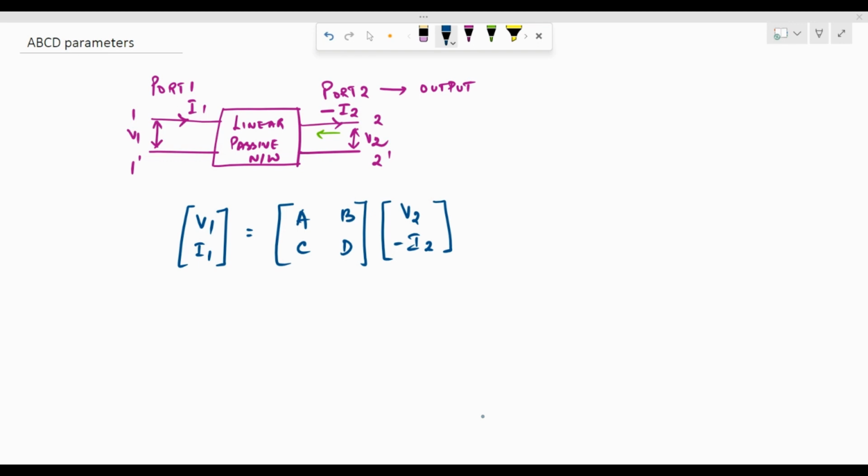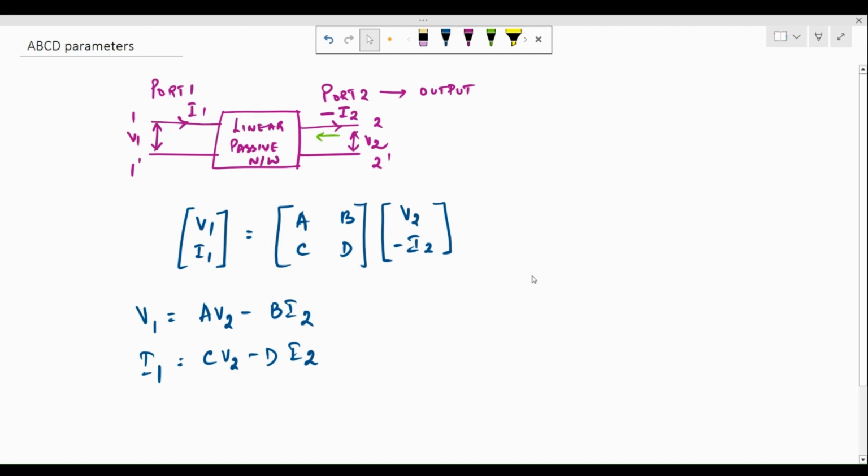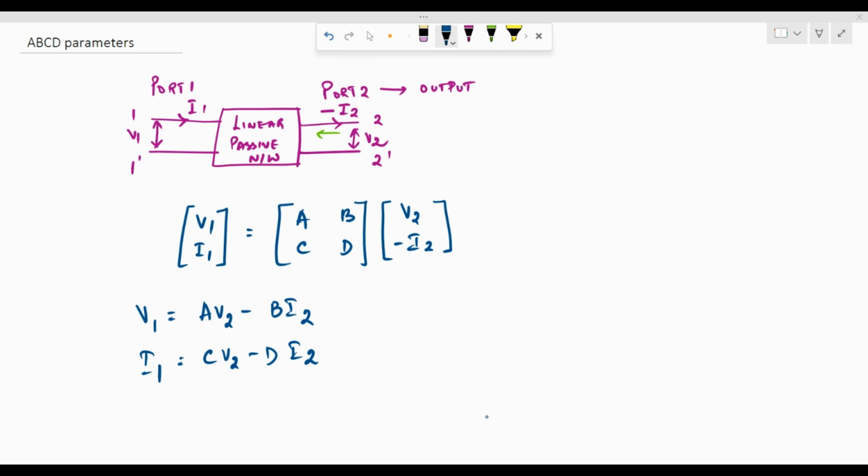So when we frame the equations, what we really get here is V1 is equal to AV2 minus BI2, and I1 is equal to CV2 minus DI2. So we can now obtain the transmission parameters in this manner. So we can have A.